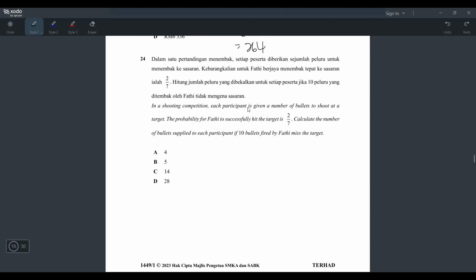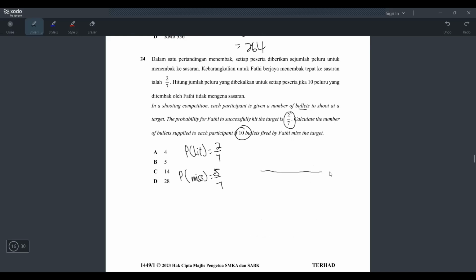24. In a shooting competition, each participant is given a number of bullets to shoot the target. The probability of Fatih to successfully hit the target is 2/7. So probability of him hitting is 2/7. So what is the probability of him not hitting? Or you can say miss the target. It will be 1 minus this, which is 5/7, right? And then it says: calculate the number of bullets supplied to each participant if 10 bullets fired by Fatih missed the target.